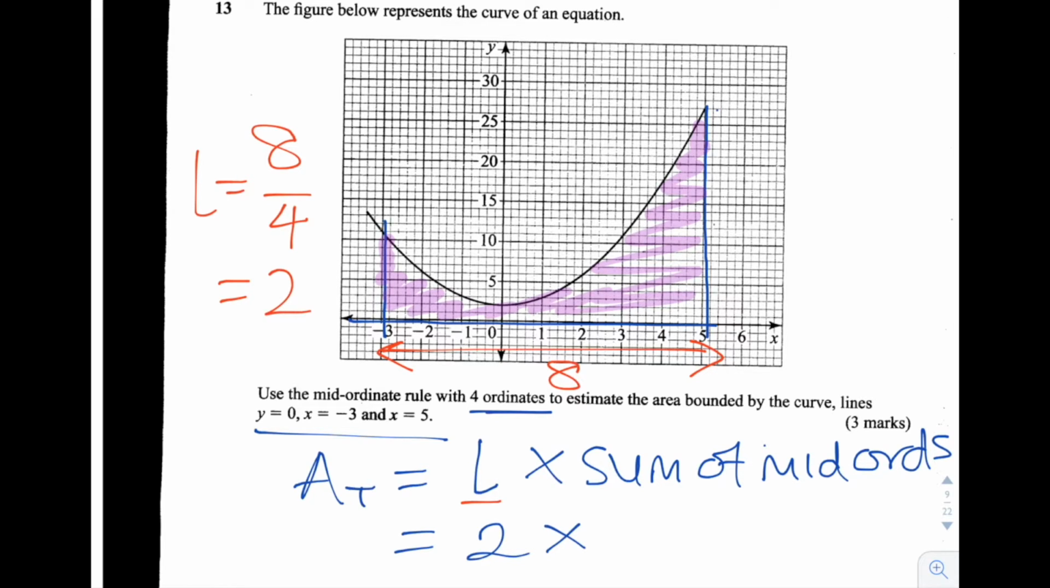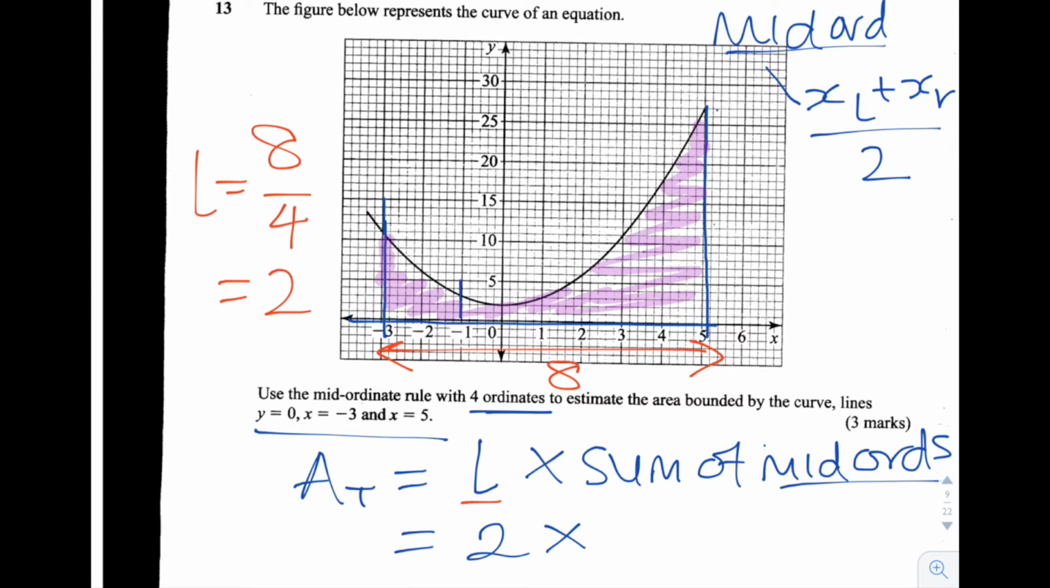So the next step is to find out the mid-ordinates. To find a mid-ordinate, we find the position of the parallel lines that bind it on the right and the left. We add those, so let's call those XL plus XR for left and right, and then we divide by 2, and that gives us our mid-ordinate. So that's the mini formula that we use to find the mid-ordinate. We have 4 ordinates, so let's find that for each of the 4 ordinates.